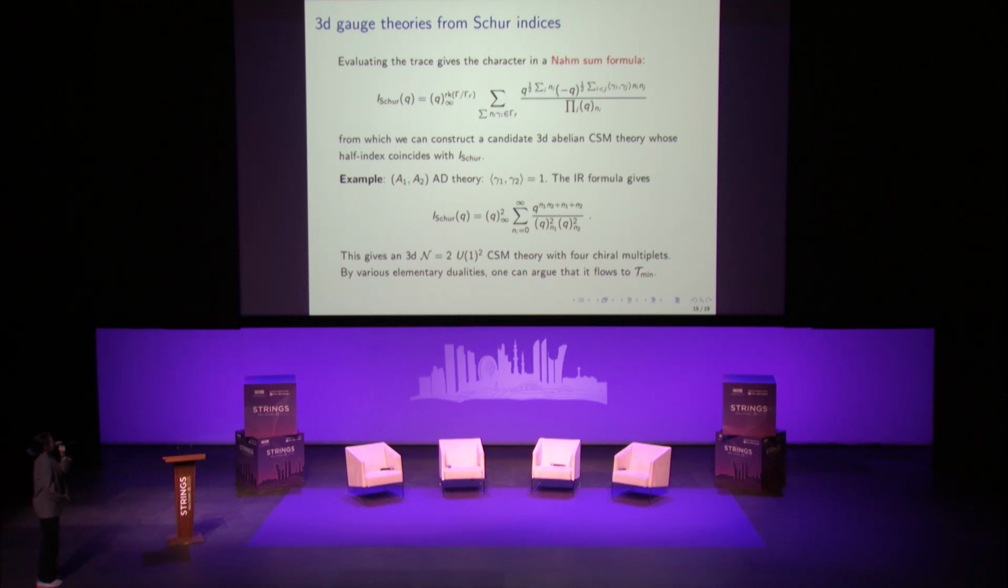In fact, you can evaluate this trace formula and find that this can also be written in terms of the Nahm sum formula that I mentioned before, from which we can construct a candidate 3D abelian Chern-Simons matter theory whose half index exactly coincides with the Schur index. For example, for the simplest Argyres-Douglas theory, we obtain this interesting IR formula, and from this we can extract the 3D N=2 U(1)^2 Chern-Simons matter theory with a particular Chern-Simons level with 4 chiral multiplets. Using various elementary dualities like particle-vortex duality, you can argue that it in fact flows to the T_min theory that we discussed at the beginning of the talk.